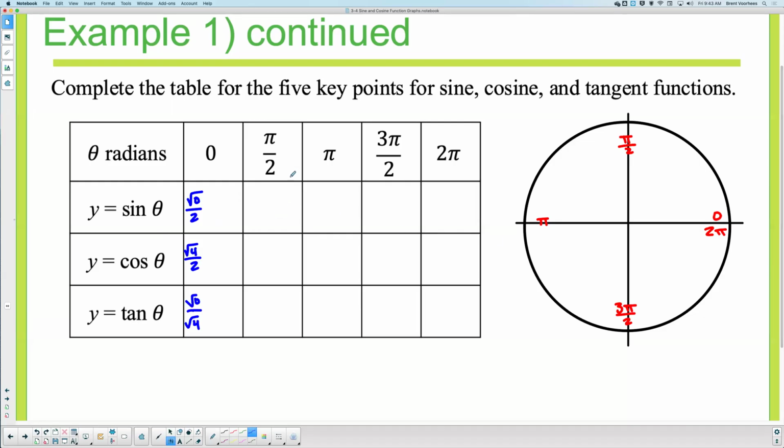At pi over 2, which finger are you now bending? Thumb. Bend your thumb, flip your hand. What are you getting for your y's? Square root 4 over 2. Okay, what are you getting for x's? Square root 0 over 2, I hear. Okay, and what about tangent then? Sine is y, cos is x, tangent is y over x. How many y's? How many x's? Square root 4 over square root 0.